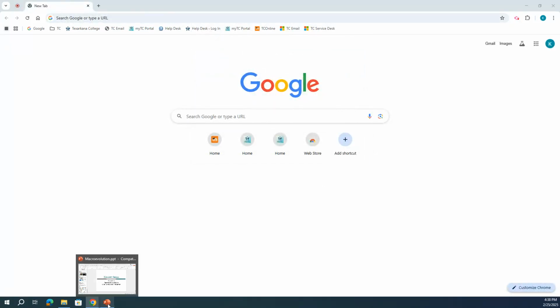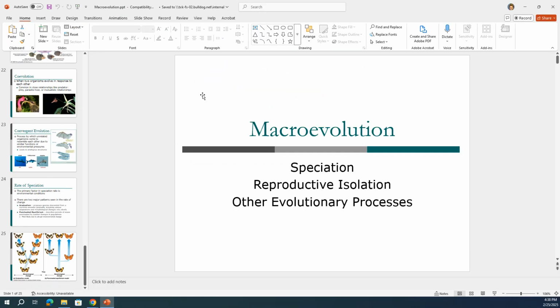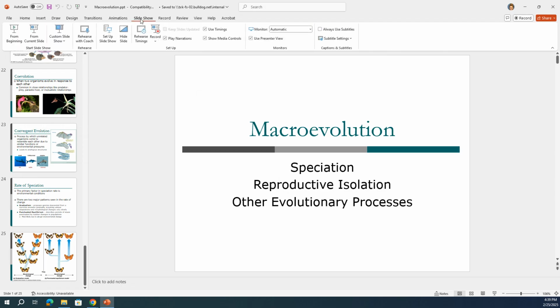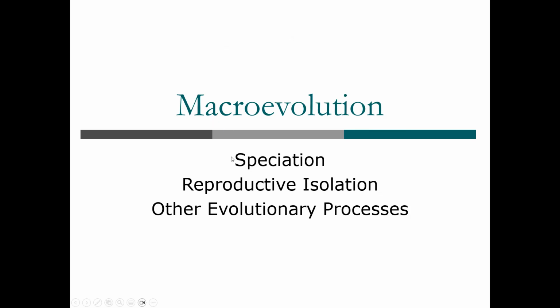Alright guys, so we're going to move forward in our evolution unit, and the next lesson is going to be about macroevolution. So we started off with the micro, which was small scale changes, and as we're moving into macro, we are definitely getting into something that could be a little touchier.